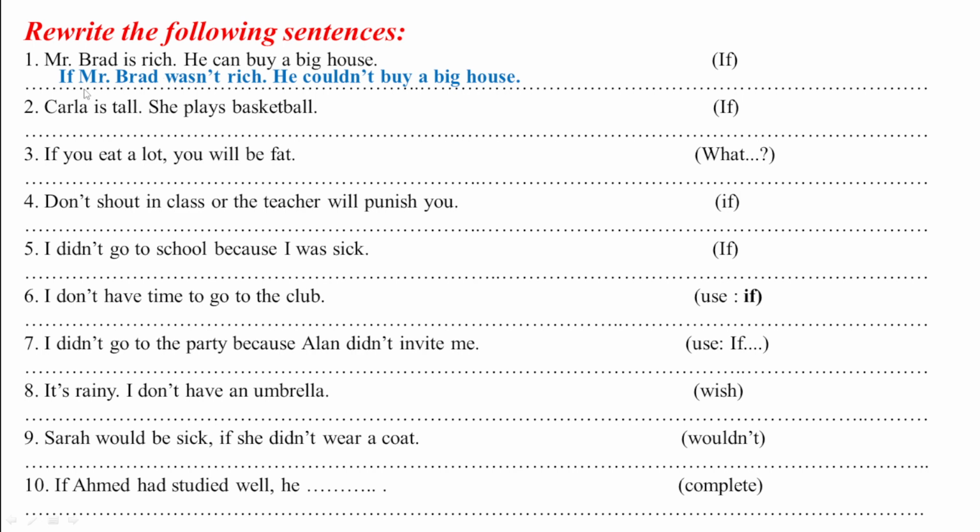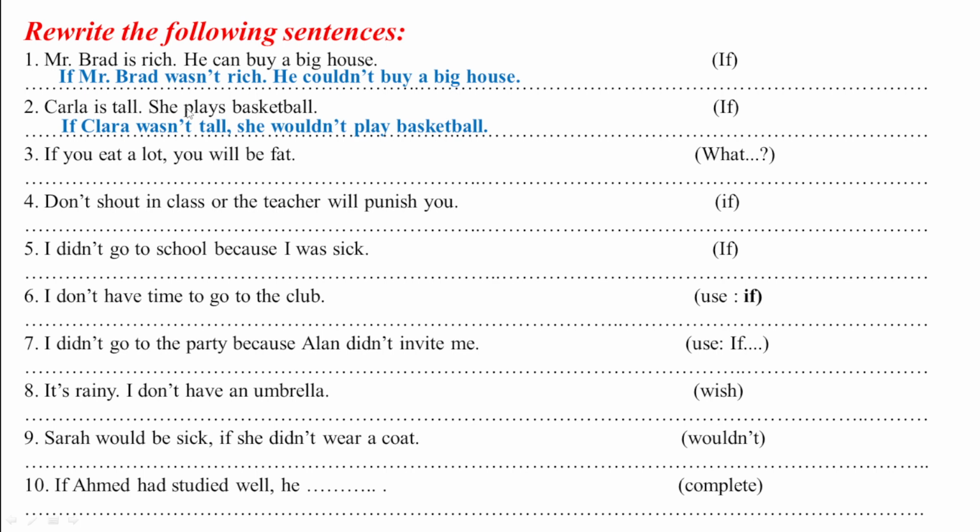Number two, the same way. Carla is tall. She plays basketball. Again, this is a present situation, so let's use the second conditional. We will change this sentence from being affirmative or positive into negative, and we'll do the same here. And here is the answer. If Carla wasn't tall, she wouldn't play basketball.